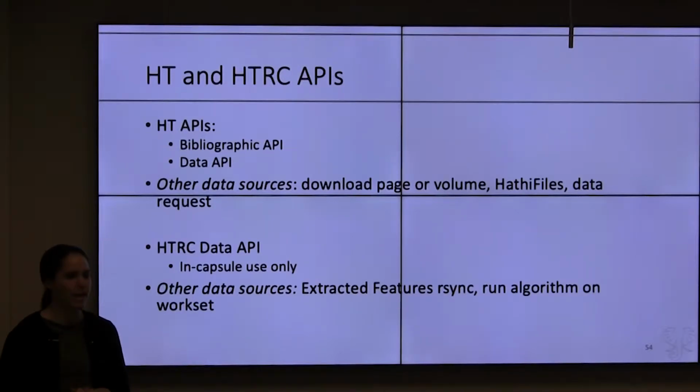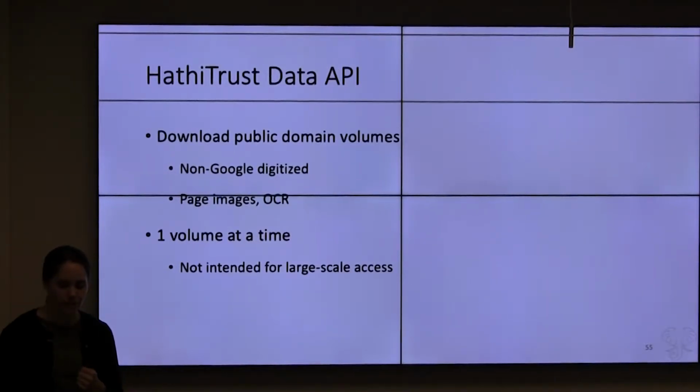The HTRC has its own data API, but the caveat is that it's only available in a data capsule. And if data capsule doesn't mean anything to you yet, we're going to talk about it more later. But you can't use it outside the data capsule. There's also the extracted features rsync that we'll talk about more, and then the option to run an algorithm against a workset. Okay, so let's look at the Hathi Trust data API.